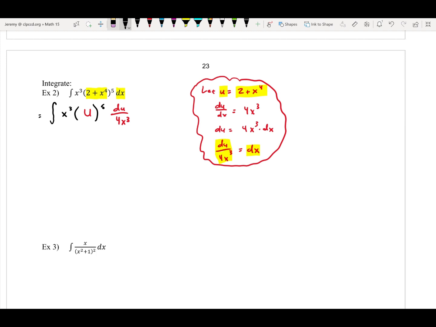Just substituting in for this and this. And something nice happens. Remember, I was having a bit of anxiety about this x cubed because I don't want there to be any x values left over. I'm trying to get this whole problem entirely in terms of u. And we get a nice cancellation. This x cubed cancels with this x cubed down here in the denominator. That came from finding dx in terms of du. So we're left with the integral of u to the fifth du over 4. I can bring that 1/4 on the outside, and I have a really nice integral, just u to the fifth du.